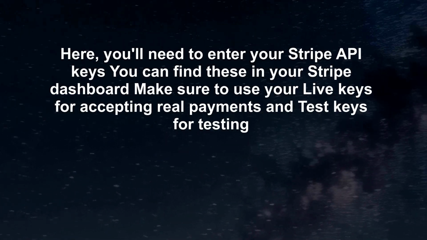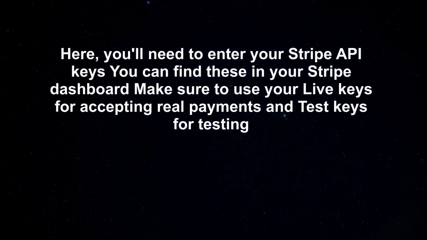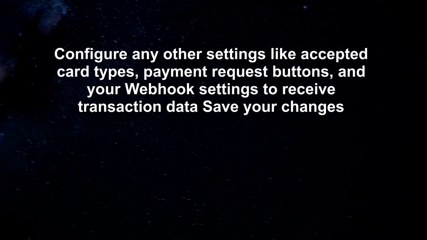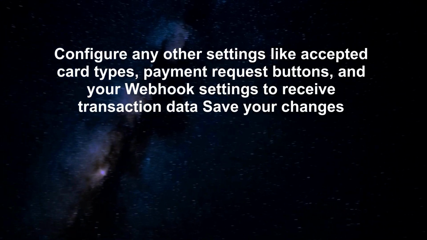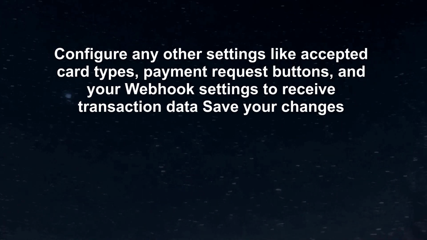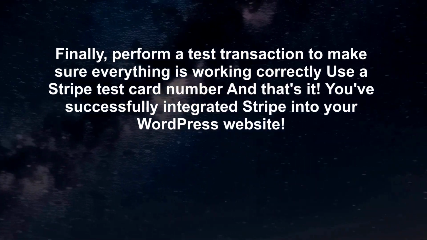You can find these in your Stripe dashboard. Make sure to use your Live keys for accepting real payments and Test keys for testing. Configure any other settings like accepted card types, payment request buttons, and your webhook settings to receive transaction data. Save your changes. Finally, perform a test transaction to make sure everything is working correctly.